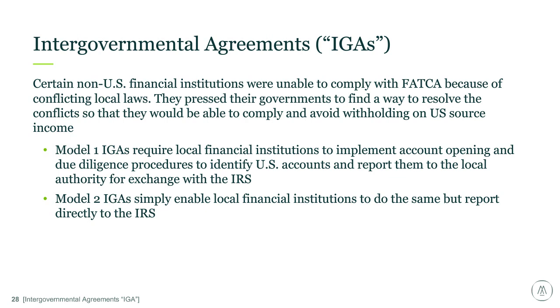And then Model 2 IGA agreements really just allow the local financial institutions to report directly to the IRS. So this way the IRS is getting the information in two different ways. And depending on the jurisdiction that the FI is located, that will legally allow them to participate in FATCA, because the alternative is non-participation in FATCA and a 30% withholding.